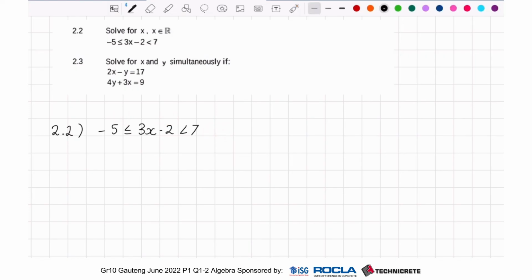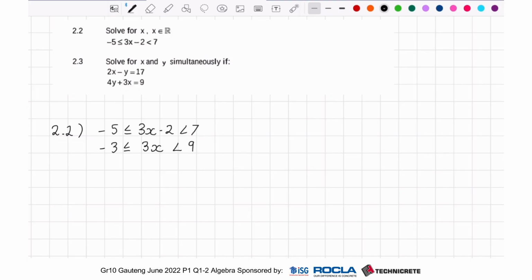So on the left-hand side, I add a positive 2, and I'm left with minus 3. In the middle, I add a positive 2, and those two cancel out. Minus 2 plus 2 is 0, so I'm just left with 3x. And then on the right-hand side, I'm also going to add a positive 2, so I have 9.